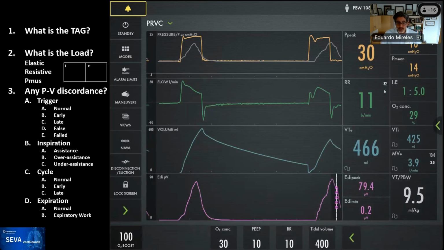So this is our first case. And actually, for this case, I have several images for you, but let's start by you reading this waveform. This is the full screen from the ventilator, and just pin what you think the mode tag is.